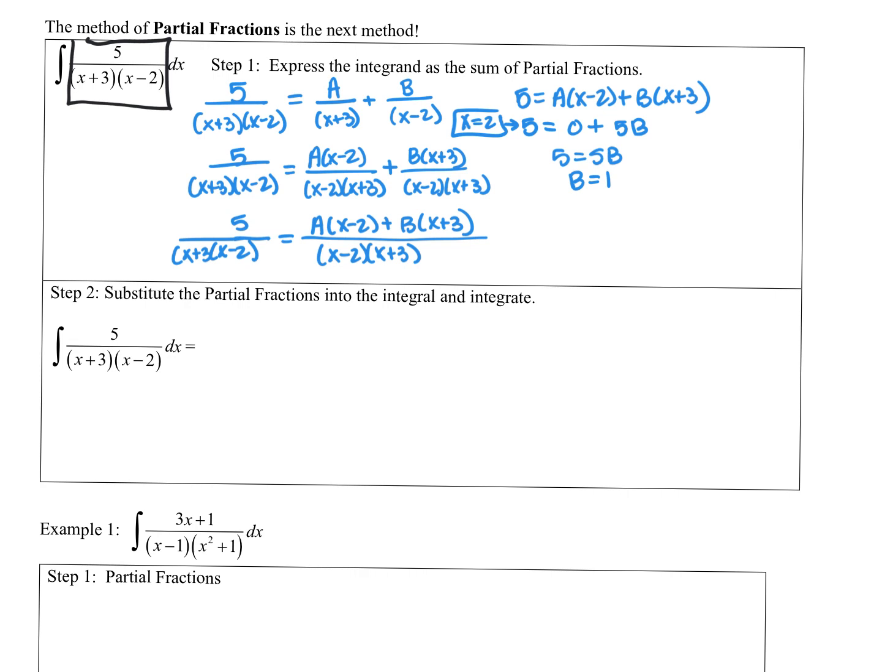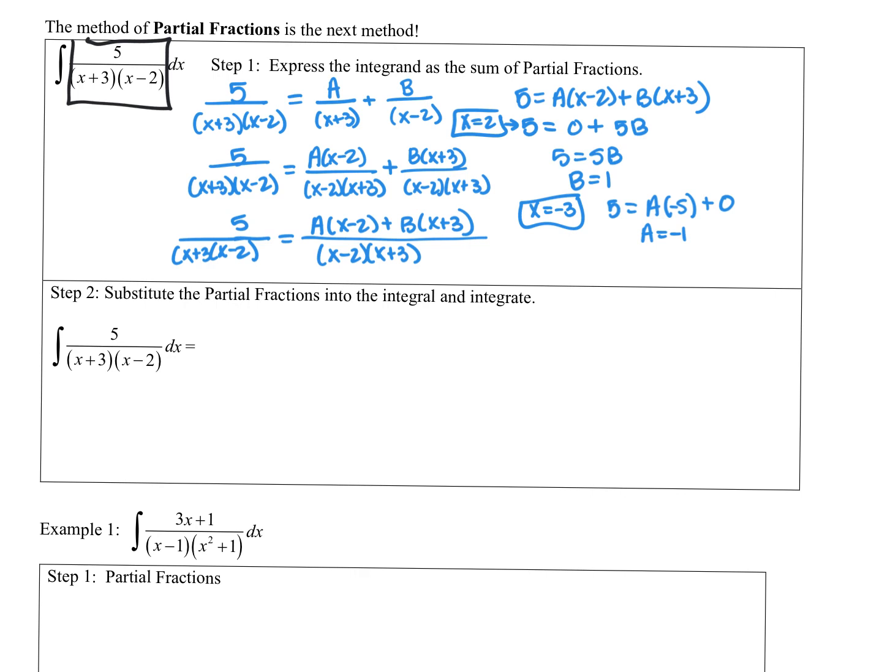Another value of X that you think might be nice to choose? I like -3 because now that's going to make the B 0, and then you'll be able to find A. So we'll use X equals -3. So we'll have 5 is equal to 5 times A times -5 plus 0, because plug in -3 here, and all of this will become 0. And so then A is equal to -1. And that was our goal, right? We just needed to find A and B. And we have done so.